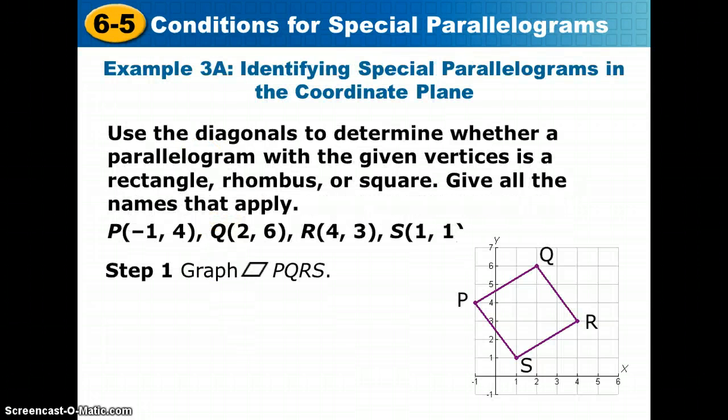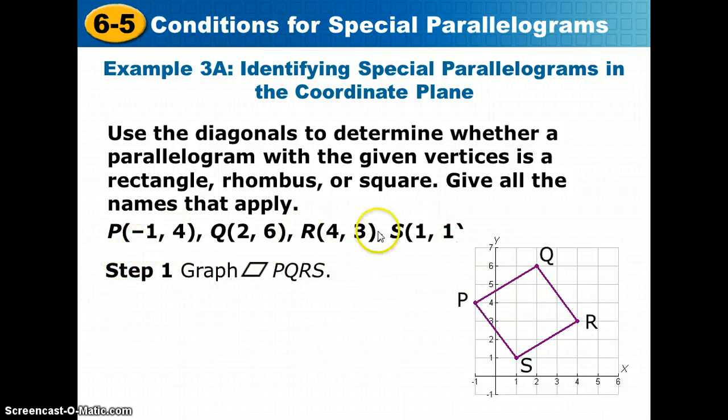All right, let's take a look at example 3a. In this example, we are given a parallelogram, so we know that condition is met first, with given vertices, and we are asked to classify it as a rectangle, rhombus, or square, naming all that apply. So if it's just a rectangle, that's all we write. If it's just a rhombus, that's all we write. But if it's both a rectangle and a rhombus, we also say that it is a square. We are given that it's a parallelogram, so we don't need to start with that.